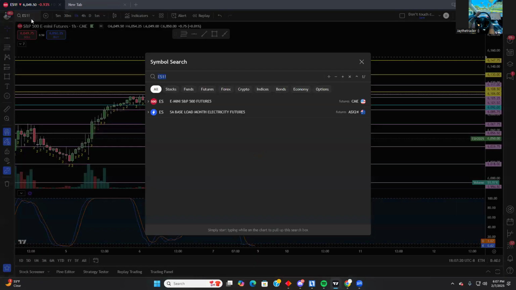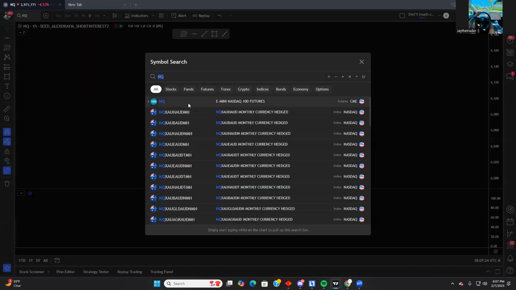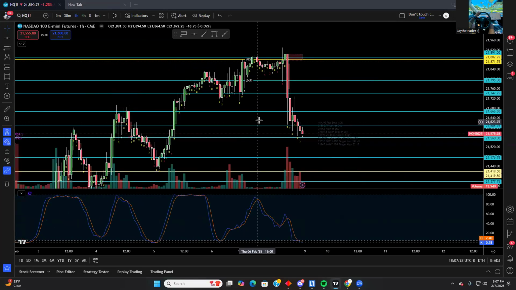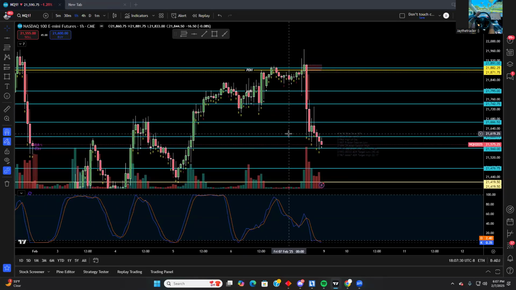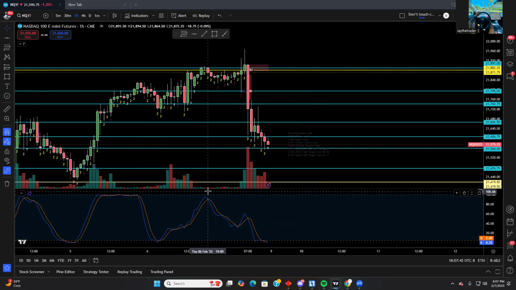So if we just take a look at NQ real quick, right? Go take a look at NQ. So taking a look at NQ, you can see something a little bit different here, right? You can see something a little bit different with NQ compared to ES. NQ today, or not today, actually, what was this?